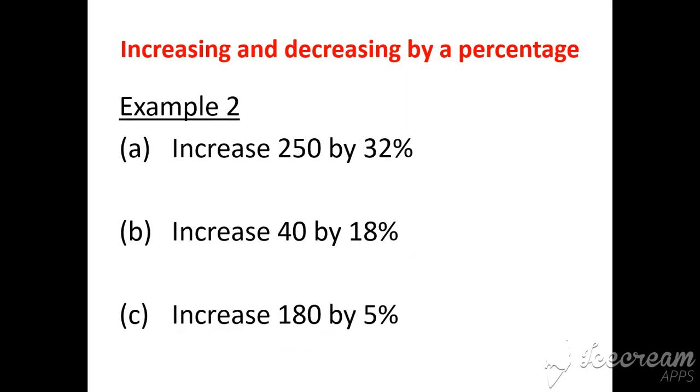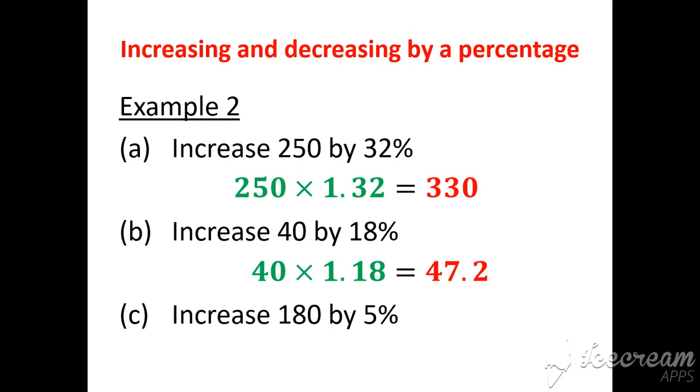Right, let's see if you can follow along with these three examples with this new technique. So part A, how do I increase 250 by 32%? Well, all I do is take 250 and multiply it by 1.32. That gives me the answer of 330. If I want to increase 40 by 18%, I just go 40 multiplied by 1.18, and the answer is 47.2.